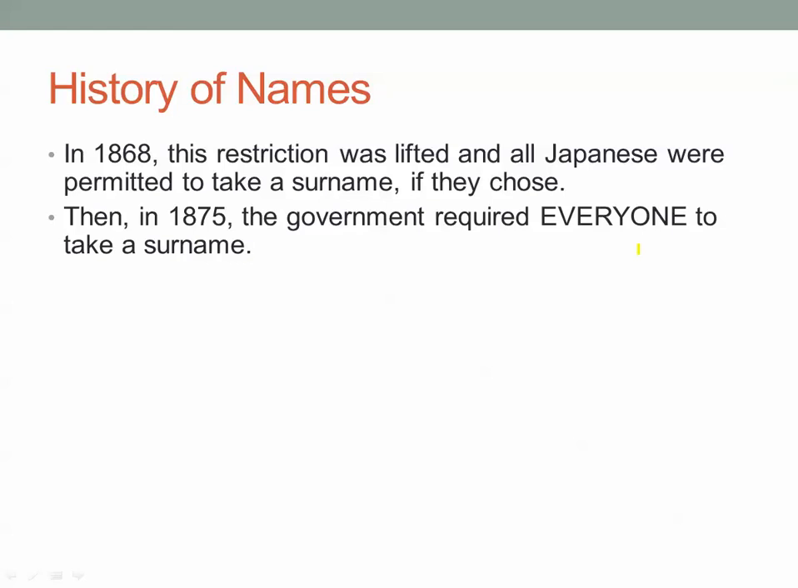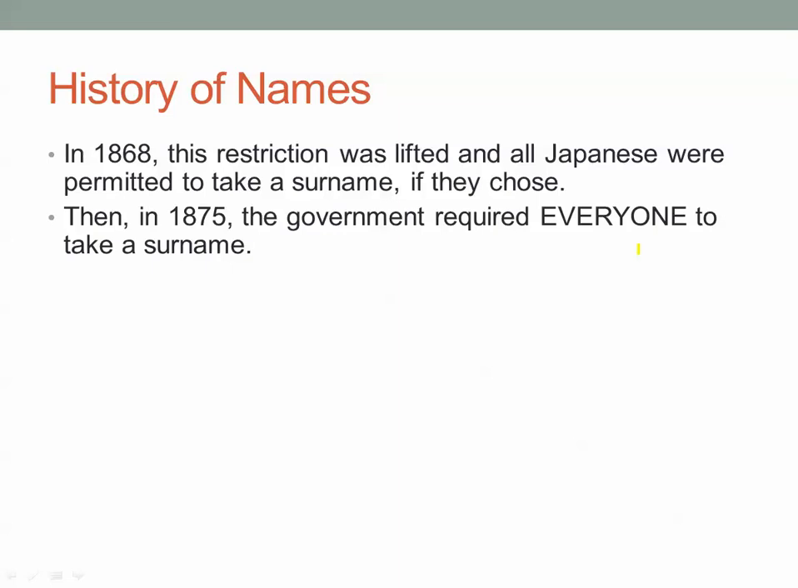And then in 1875, it turns out a lot of people didn't really care. They didn't take a surname. But this made things difficult for the government. I mean, if nothing else, imagine trying to take a really good census and keep track of your population. And so in 1875, the government required everyone to take a surname. You wake up in the morning and now there's a new law. Okay, you have to have one of these.